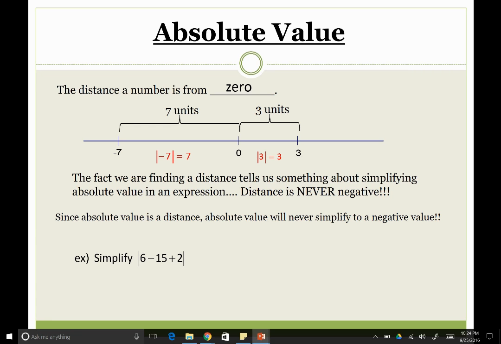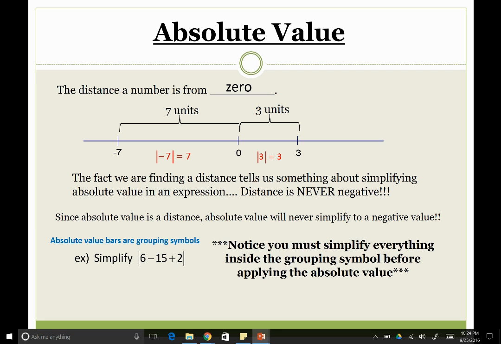All right, so let's take a look at this example right here. So we have the absolute value of 6 minus 15 plus 2. Now, one thing we have to realize here is that absolute values are grouping symbols. This is another reason why PEMDAS will fail you miserably. There is no letter for grouping symbols for absolute value bars in PEMDAS. But what we mean with grouping symbols is that we have to simplify everything inside the grouping symbols first before we apply the absolute value. So we have to subtract 6 minus 15. -9 plus 2 is -7.